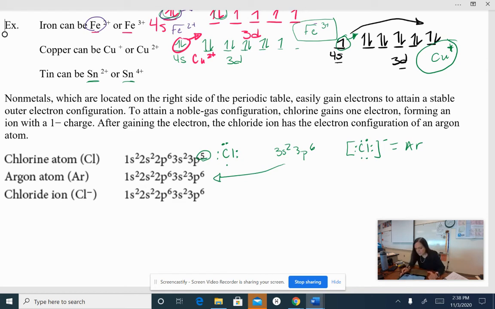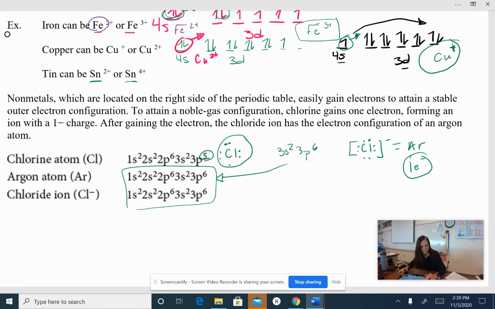Think of it this way. Is it easier for chlorine to gain 1 electron, like it did to be like argon, or to lose these 7 valence electrons to be like neon? I would say it's a lot easier to gain 1 electron than to lose 7. Okay? So the chloride ion does end up having the exact same configuration as argon, just because it is the noble gas configuration that is easiest for it to obtain.